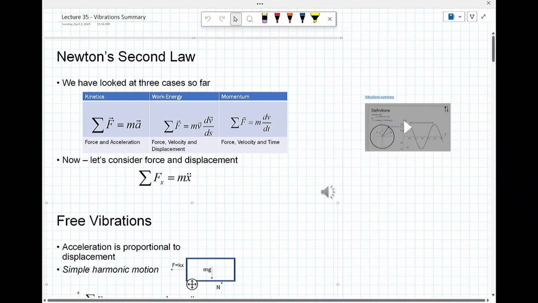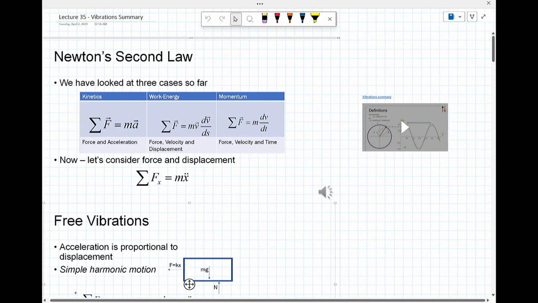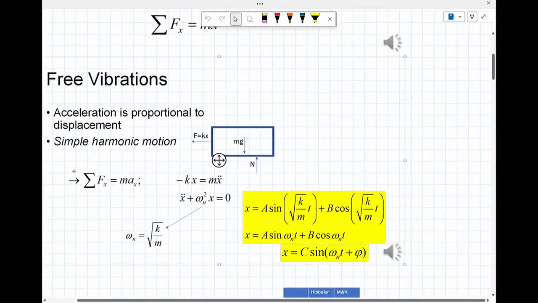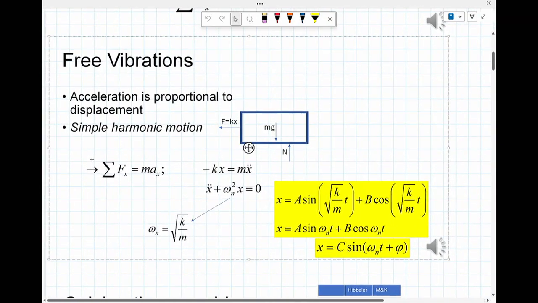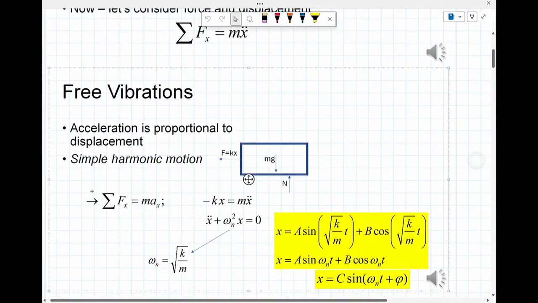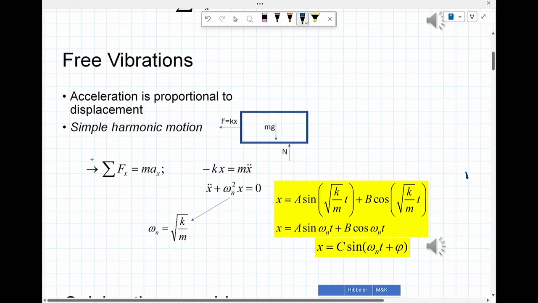What is important, what you have to spend time on, is writing free body diagrams. And you faced a lot of different free body diagrams. This is the simple one.